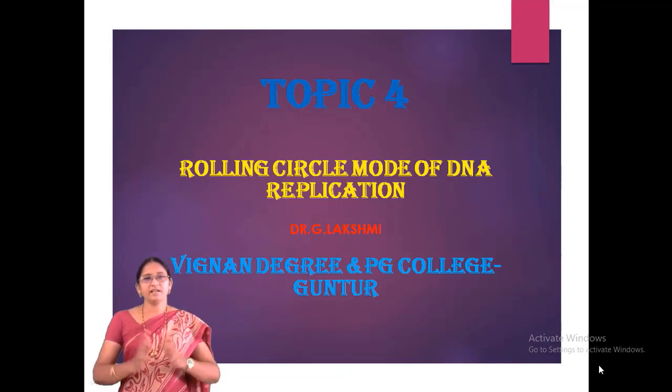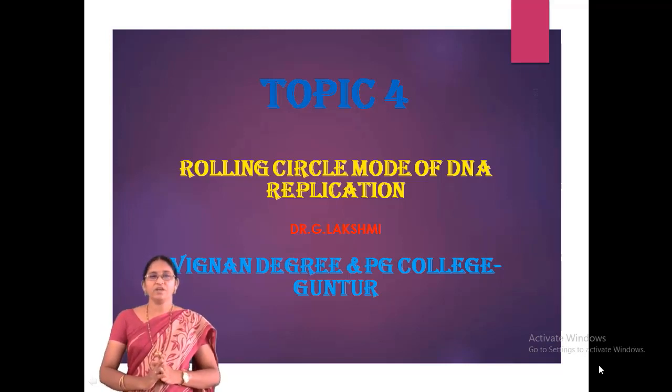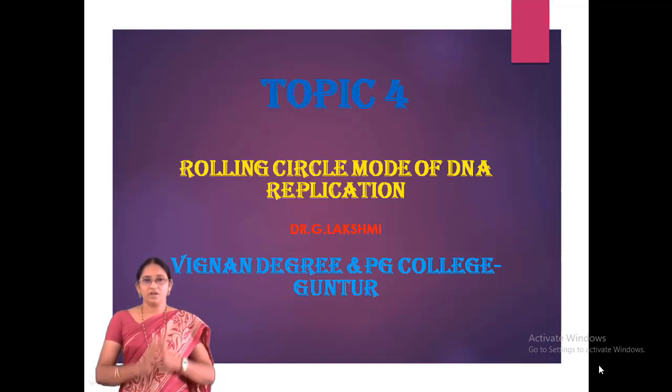See, what is the rolling circle mode of DNA replication? In the last sessions we discussed replication of linear DNA molecules in uni- and bidirectional modes of replication. In this session, the rolling circle mode of DNA replication can be seen in prokaryotes, in bacteria, while the DNA replicates through the rolling circle mode. The rotation of the replication around the DNA is thereby known as the rolling circle mode of DNA replication.